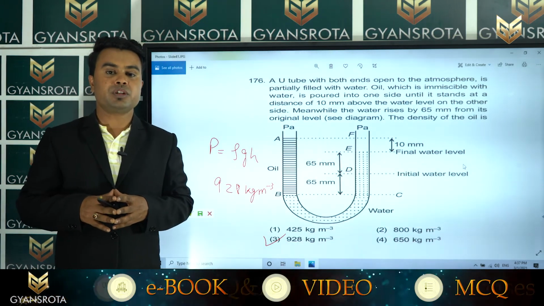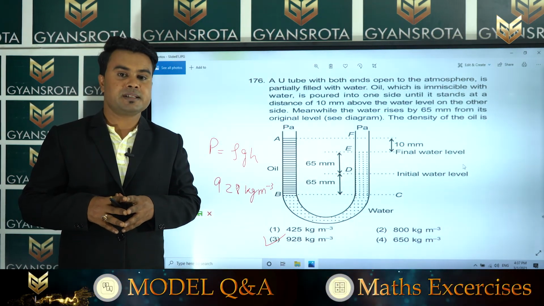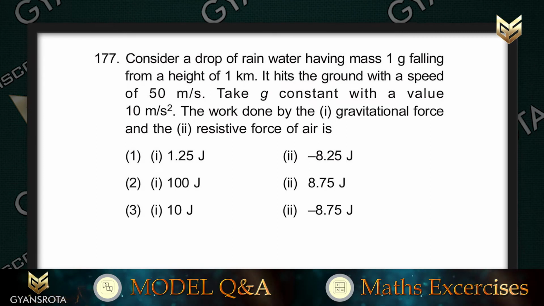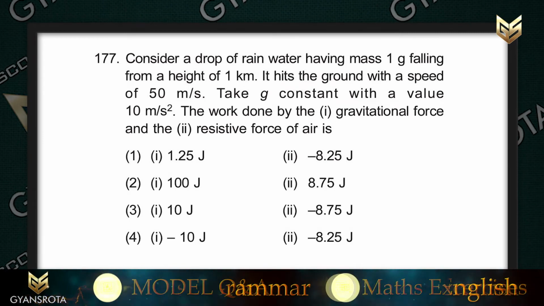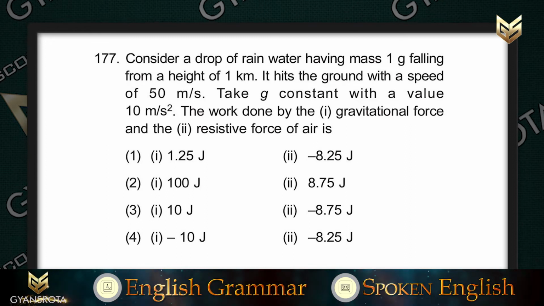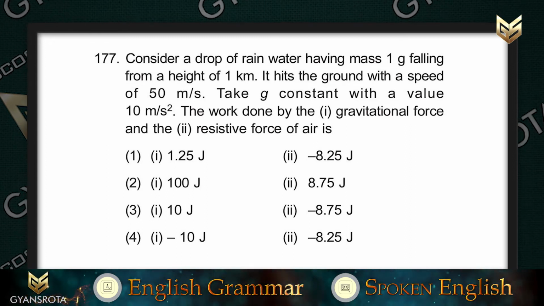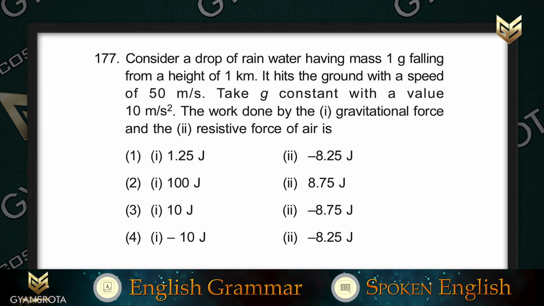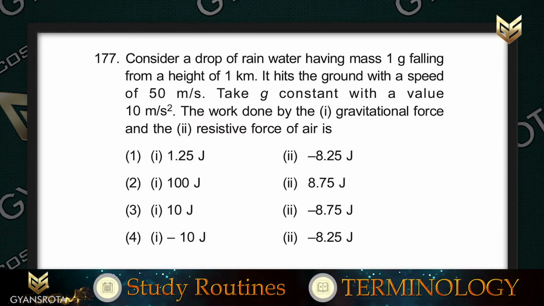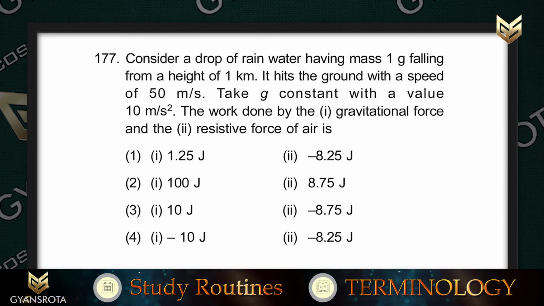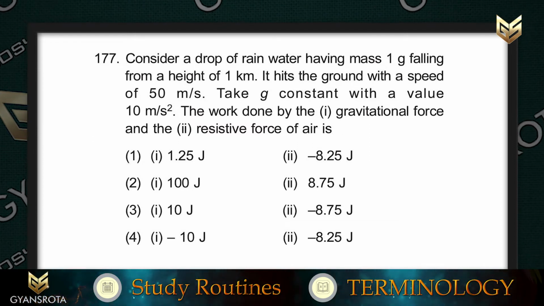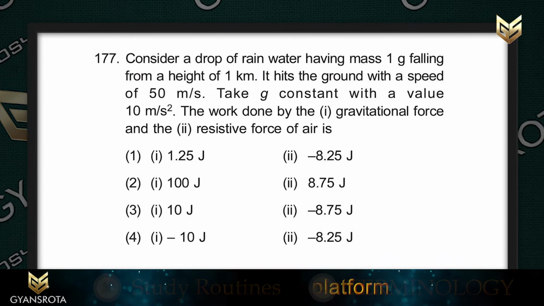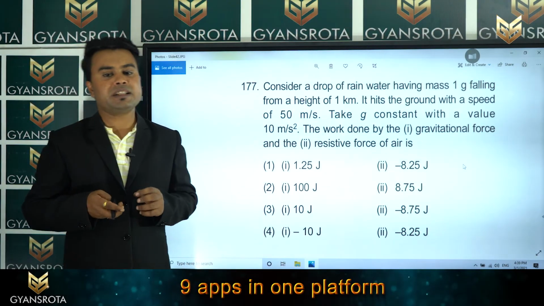Now, let us move to the next question, that is 177. 177 says that consider a drop of rain water having mass 1 gram falling from a height of 1 kilometer. It hits the ground with a speed of 50 meter per second. Take g constant with a value 10 meter per second square. The work done by the gravitational force and the resistive force of air is how much? These two can be done together at the same time.